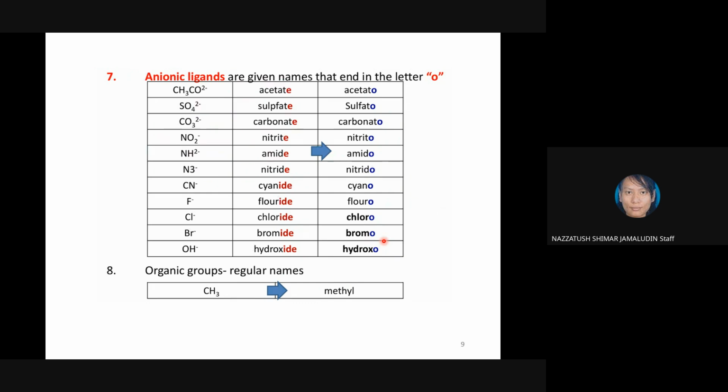But if the ligand is just a regular alkyl, it maintains the same name as in the uncoordinated version. Methyl will just retain its same name. Ethyl, isopropyl. We don't call it isopropylo. We don't call it methylo, ethylo. Methyl remains as methyl, even in the uncoordinated or coordinated version.